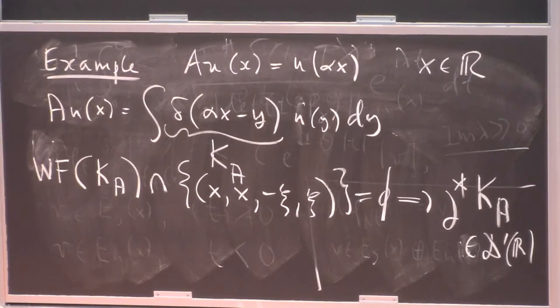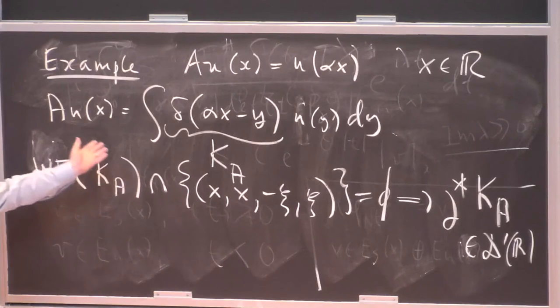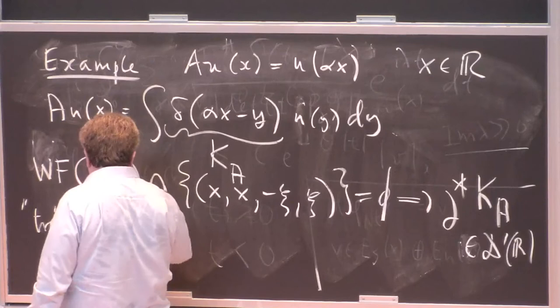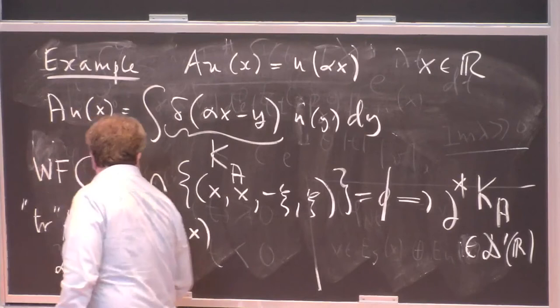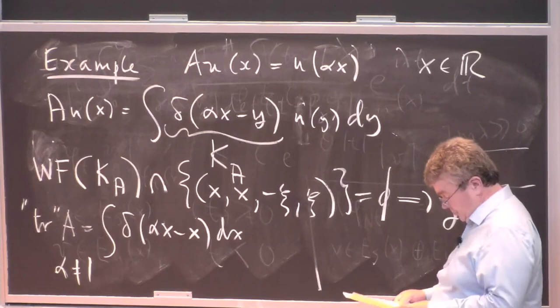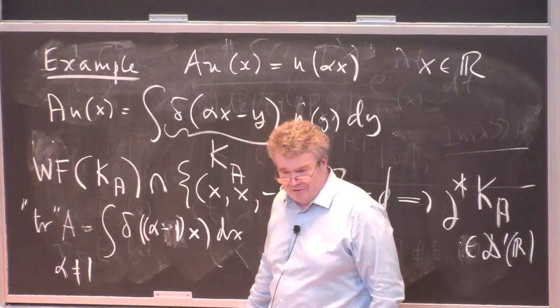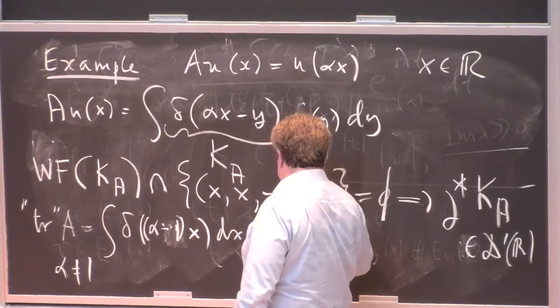And what is the trace? Well, let's compute it in this case. The trace of A is equal to the integral, because that's the push forward, of delta of alpha x minus x, dx. So this is for alpha different from 1. But what is it? You take alpha minus 1 times x, and you know that delta is a homogeneous function of order minus 1. So this is the same as alpha minus 1 to the power minus 1. That is our funny trace.